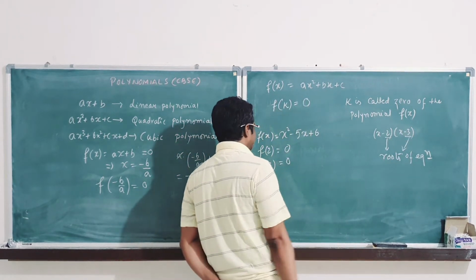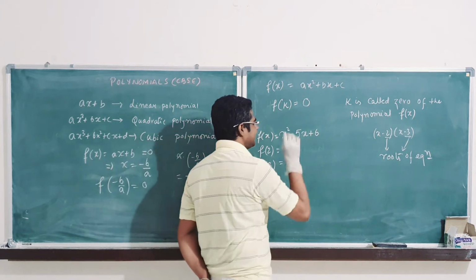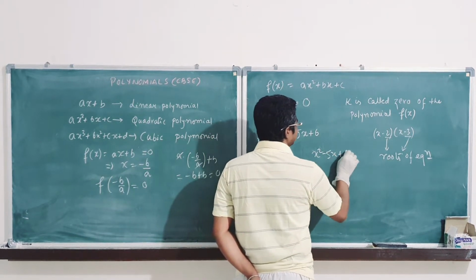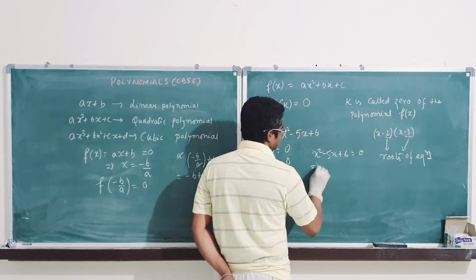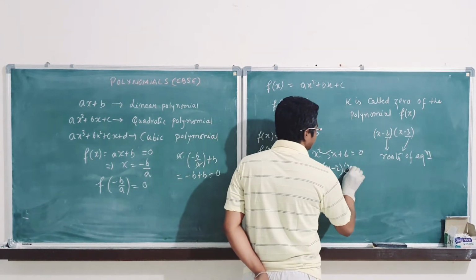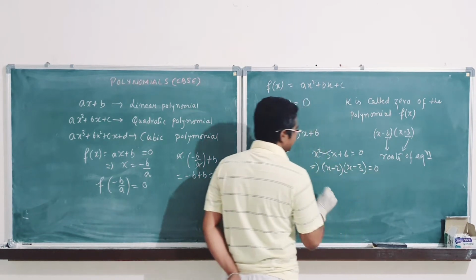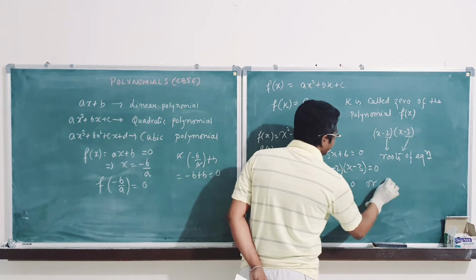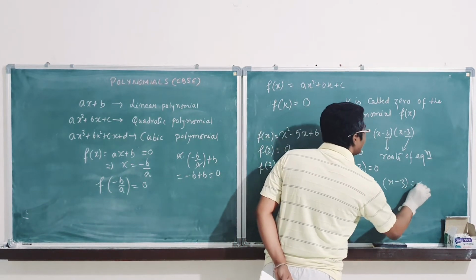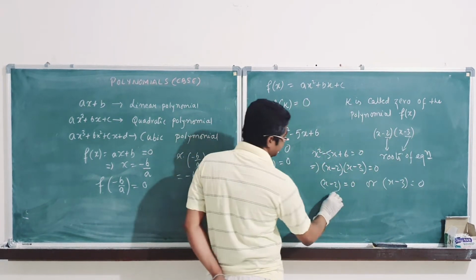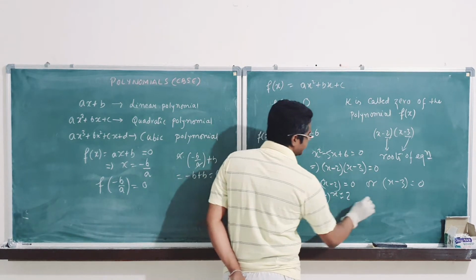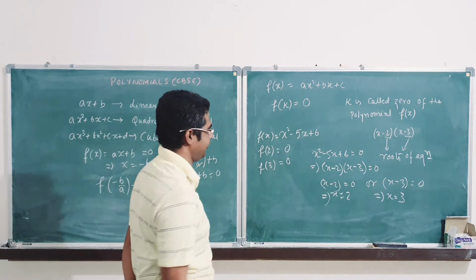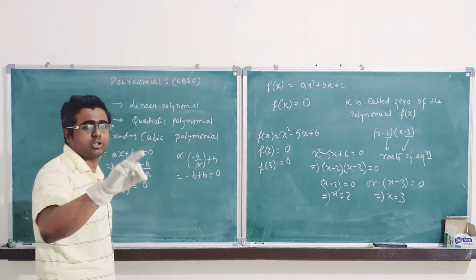So how do you find out the roots? First of all you factorize it. Suppose they have given you x square minus 5x plus 6 is equal to 0. So you will get x minus 2 times x minus 3 is equal to 0. So definitely either x minus 2 is equal to 0 or x minus 3 is equal to 0 or both are 0. So in this case x is equal to 2 and in this case x is equal to 3. So 2 and 3 are the roots of this equation.